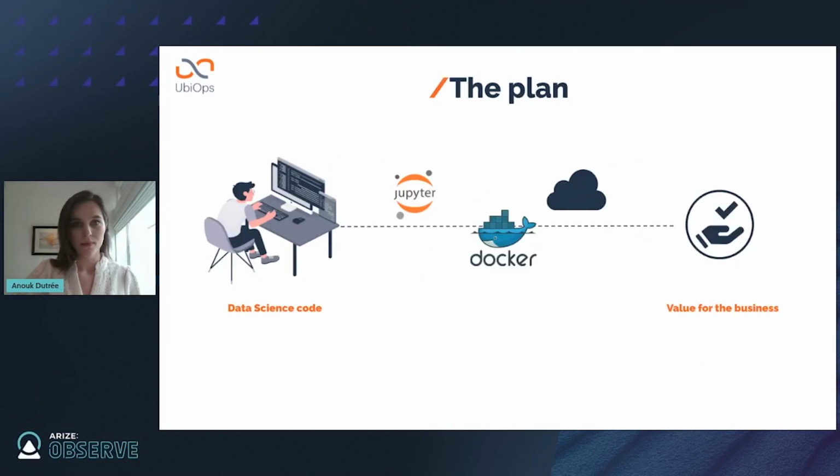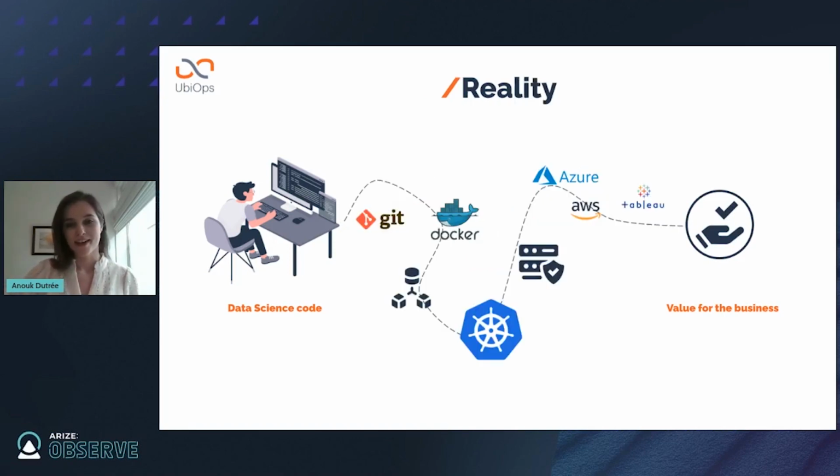Now, typically the plan that I see from companies looks something like this. So we just have a data scientist developing code. We're putting that in some kind of Jupyter environment. Maybe at some point we put it inside a Docker container and then we put it on the cloud and poof, we're done. Now, as some of you might recognize, I see that very often the path actually looks something like this.